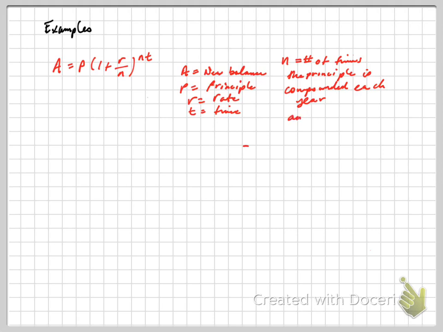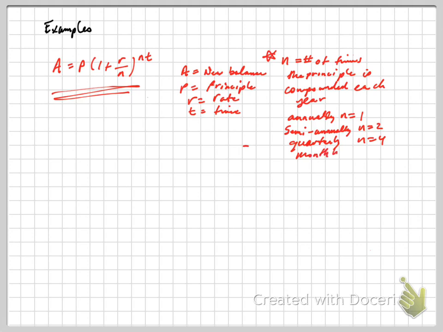So there's going to be certain things that you need to remember. If they say compounded annually, then it's 1 time a year. And by the way, I'll give you this formula. I'm just not going to give you this information over here. Semi-annually, you should know that's 2 times a year. Quarterly is 4 times a year. Monthly is going to be 12 times a year.